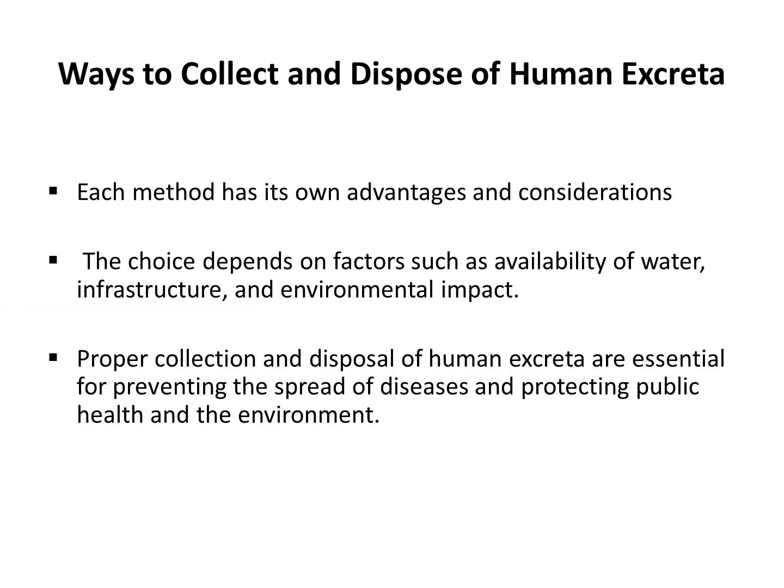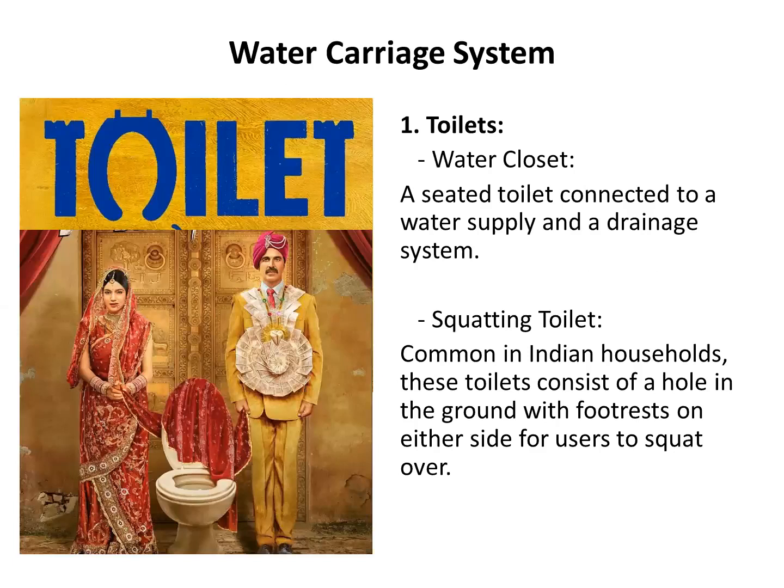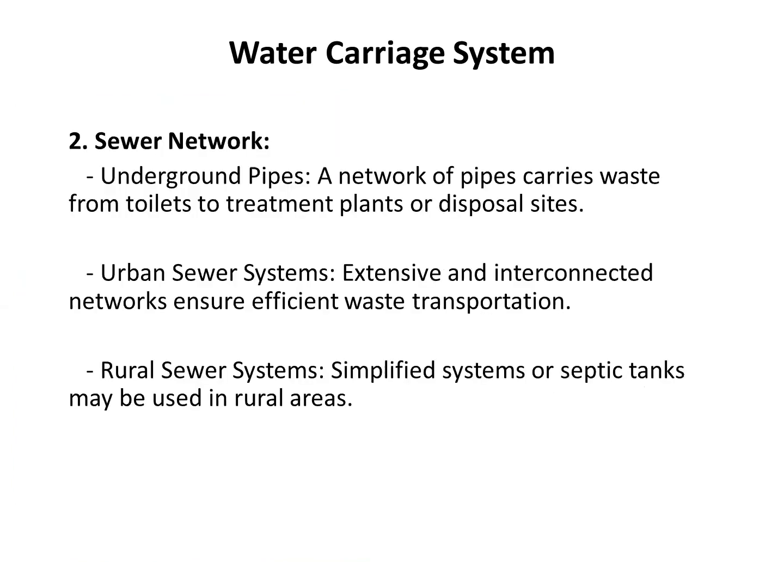Now, moving again to the other system, and that is the water carrier system. This is also an important objective of the study of this lecture. Of course, toilets are based on the water closet, that is a seated toilet connected to water supply and drainage system. And then there is a squatting toilet, common in Indian and Pakistani households. These toilets consist of holes in the ground with footrests on either side. We all know this. We'll now move forward.